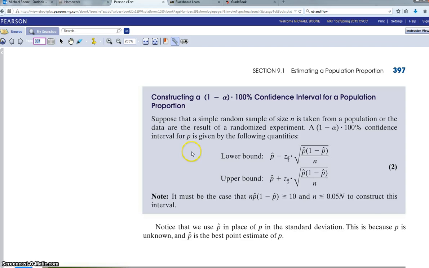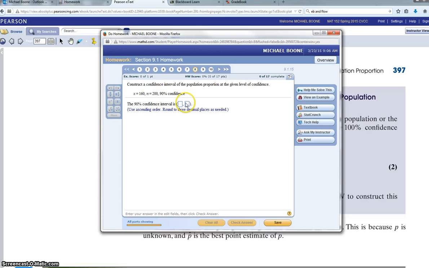The way that we do that is we take our p hat, which is from a sample that we've taken, and we add and subtract this margin of error. This whole thing just represents a margin of error. So we could do these calculations, or we could have StatCrunch do them for us. So let's look at a problem.